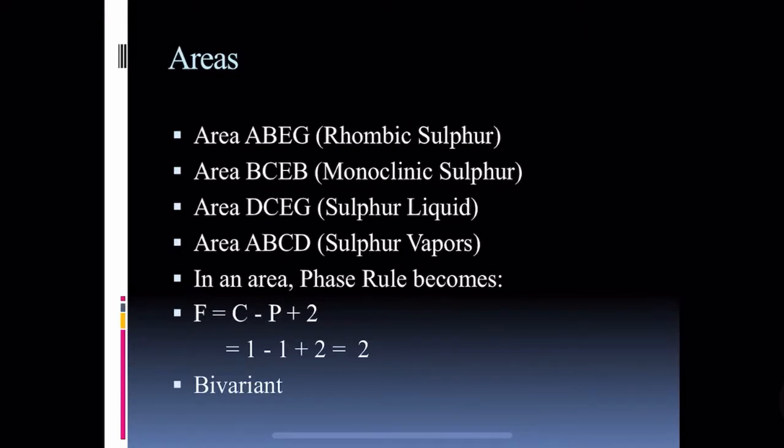Now the areas. Area ABEG is rhombic sulfur, BCEB is monoclinic sulfur, DCEG is liquid sulfur, and ABCD is sulfur vapor. For areas, the phase rule gives 2. So the system is bivariant. The degree of freedom of this system is 2. Therefore, both temperature and pressure must be fixed to define the system at any point in the areas.